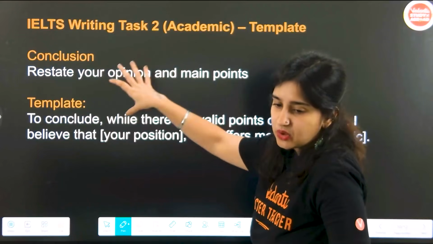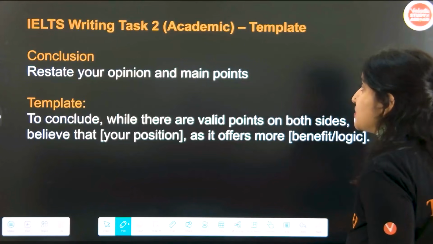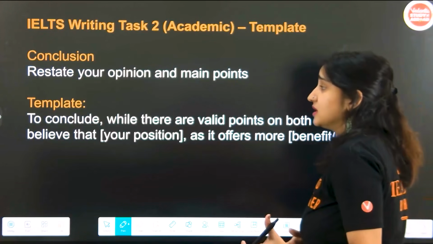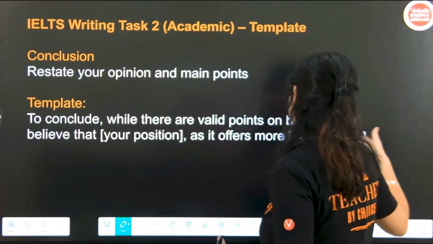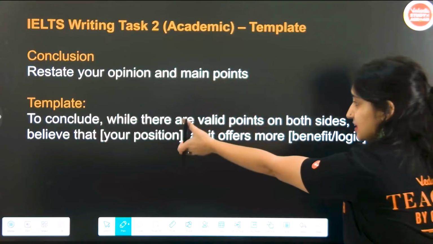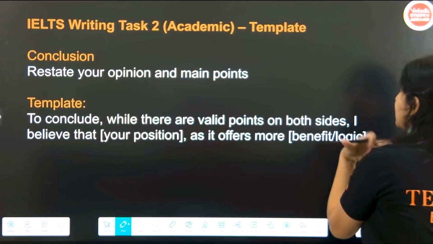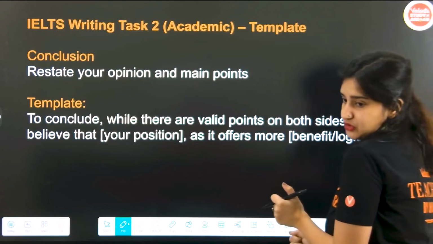Now, finally, like always, there's going to be a conclusion where you restate your opinion and the main points. So to conclude, while there are valid points on both sides, I believe that state your position as it offers more. State the reason for your position, okay?